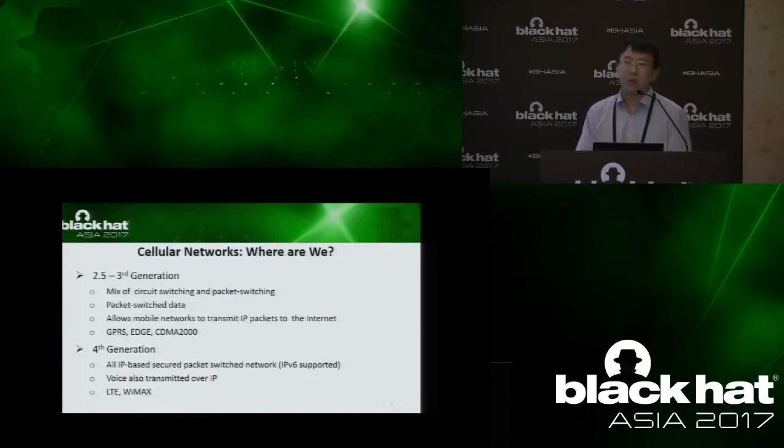Around the turn of this century, we had the 2.5G and 3G cellular networks, which started to support packet switching for data transmission. So it was still a mix of circuit switching and packet switching. However, packet switching allows the mobile network to transmit IP packets to the internet. Big names include GPRS, EDGE, and CDMA2000.